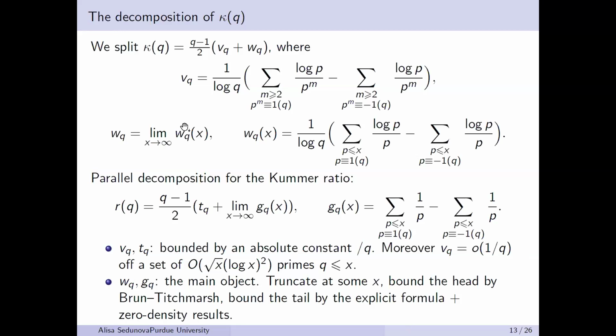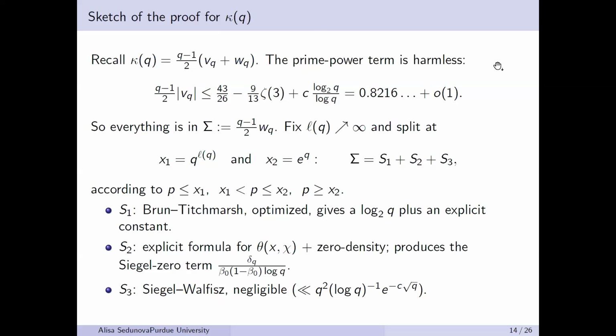So let me talk a little bit more about it. Yeah, the prime power term is harmless. So this is basically the bound that we get for the prime power term. And then this means that everything lives in my capital sigma, which is related to W sub Q. So we fix L of Q to go to infinity, and we split into three regions: the region where P is less than or equal to X1, where X1 is Q to the L of Q; P between X1 and X2, so between Q to the L of Q and e to the Q; and P greater than or equal to X2.